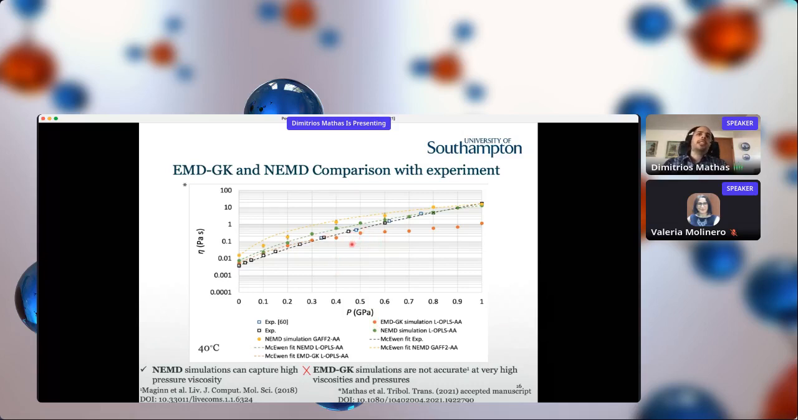And this is because the autocorrelation function that I showed you previously does not decay to zero, does not converge at that point. This is because at higher pressures, the relaxation time increases. On the other hand, NEMD performs much better against experiment, which is shown with squares. We conclude that NEMD simulation can capture high pressure viscosity, while EMD is known in the literature to be not very accurate at higher viscosities and pressure.